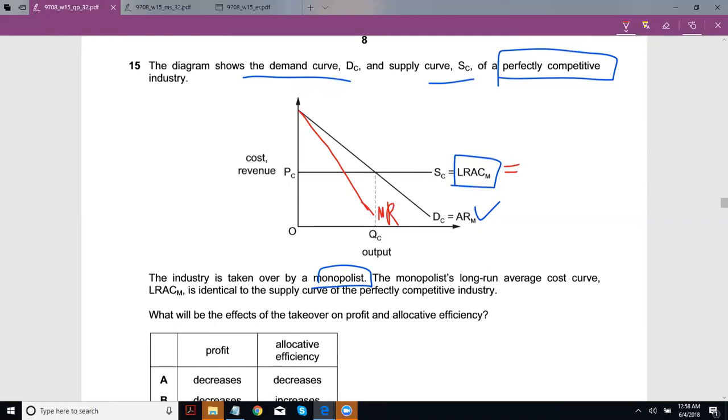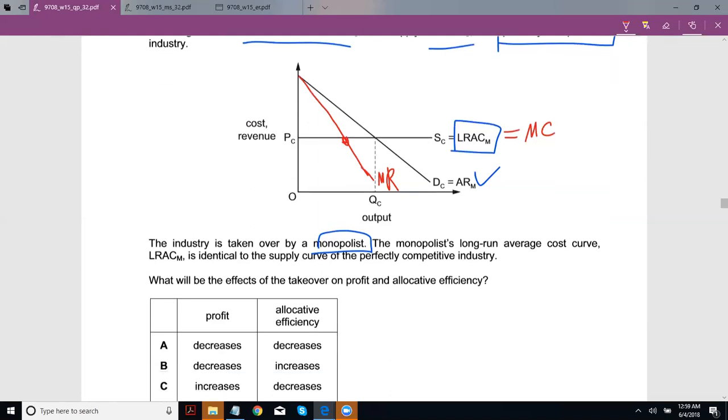If LRAC is horizontal, this is the same as saying this should also be equal to MC, because as you add one particular unit, if it's horizontal, then your marginal has to be equal to your average, because your average is neither increasing nor decreasing. If your marginal was above average, average would increase, which is not happening. If your marginal was below average, average would decrease, which is not happening. So marginal has to be equal to average. That's one way to look at it, which means this is the profit maximizing point.